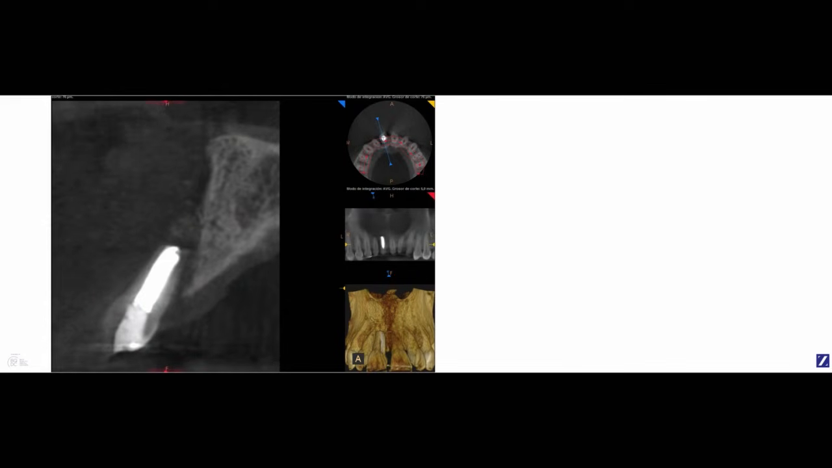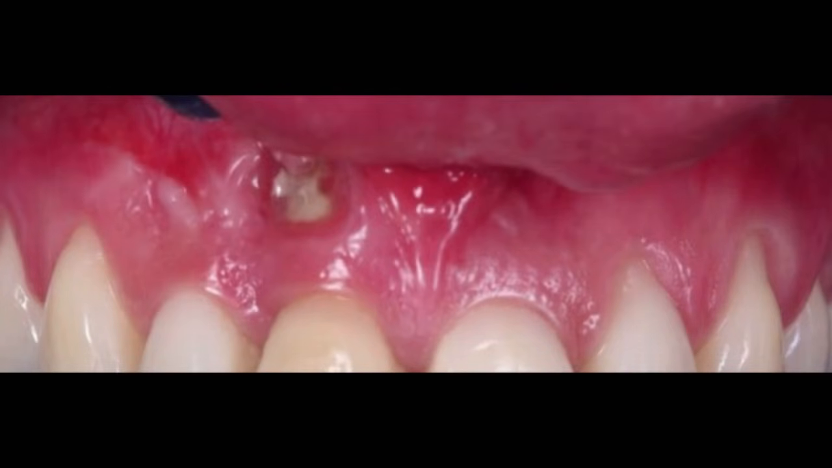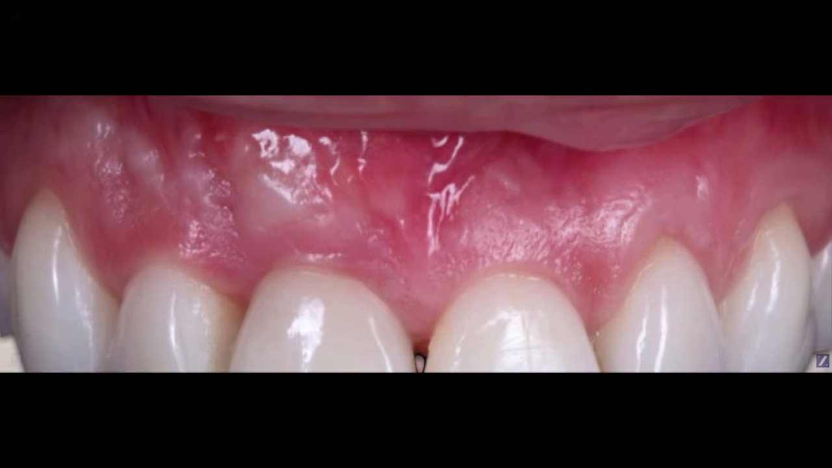This is the CBCT prior. This is the CBCT post. And this is the initial situation and the final restoration. And she could get married on September 16, as she wanted, looking this good.